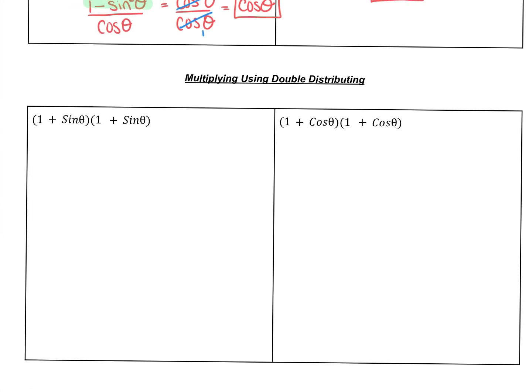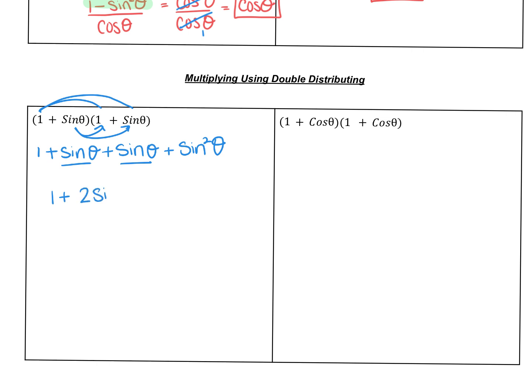Multiplying using double distributing. So when I have two binomials multiplied together, we're going to double distribute. So 1 times 1 is 1. 1 times sine of theta is sine of theta. Sine of theta times 1 is another sine of theta. And sine of theta times sine of theta is sine squared theta. Remember, x times x is x squared. These two are like terms. So 1 plus 2 sine theta plus sine squared theta.